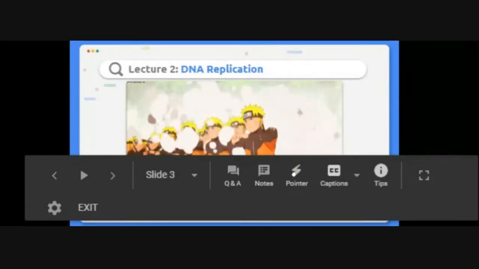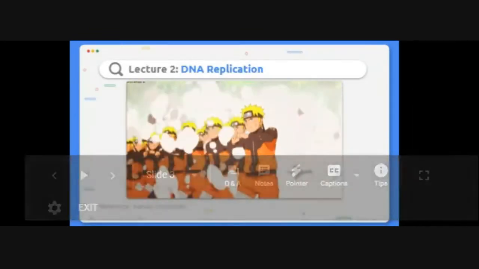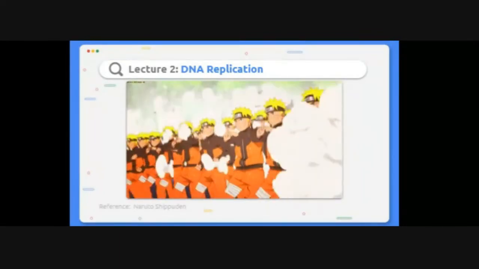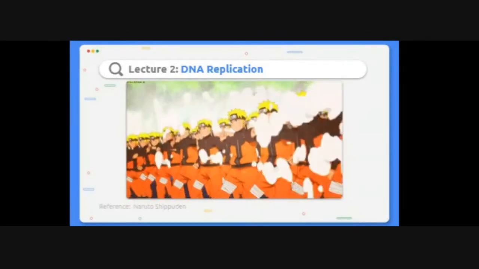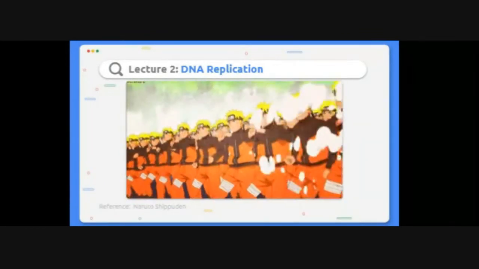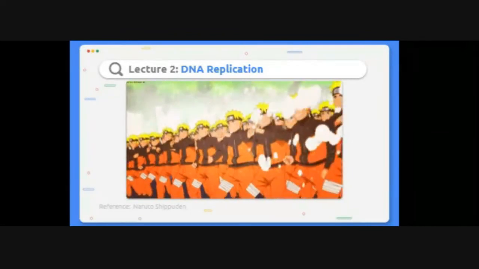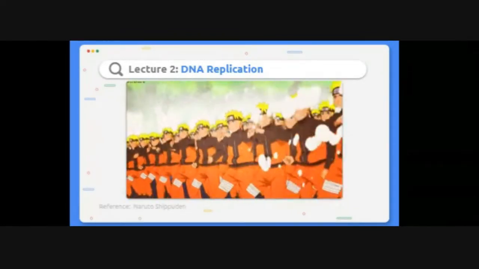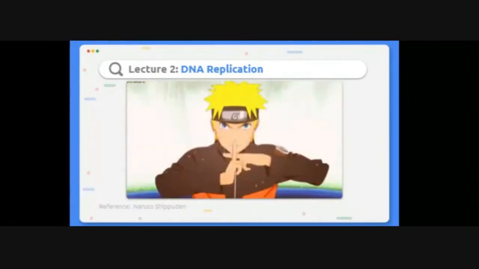So, ayan. DNA replication. So, bakit nga ba nagkakaroon ng DNA replication? So, hindi dahil sa Kagebunshin no Jutsu ni Naruto. Parang gano'n lang naman yung principle para magre-replicate yung DNA mo. Parang multiple copies of your DNA. But the purpose of DNA replication is to pass on your hereditary information from one cell to another.